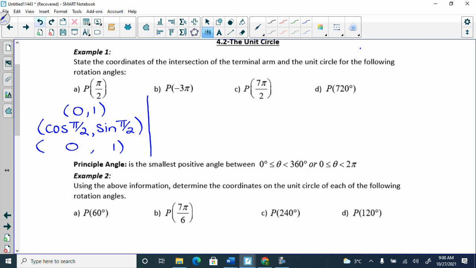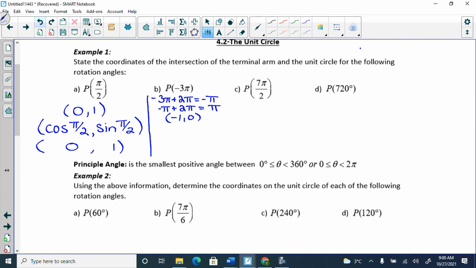So we're going to practice coterminals. We're going to go negative 3 pi plus 2 pi, which gets me negative pi. Is that on? No. Negative pi plus 2 pi gets me pi. Is that on? Yeah. What's the answer at pi? Negative 1 and 0. Let's check it.